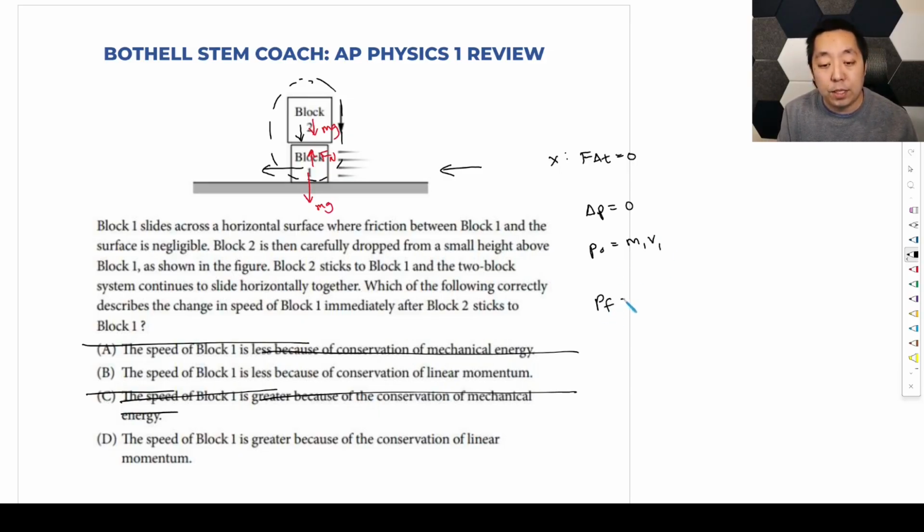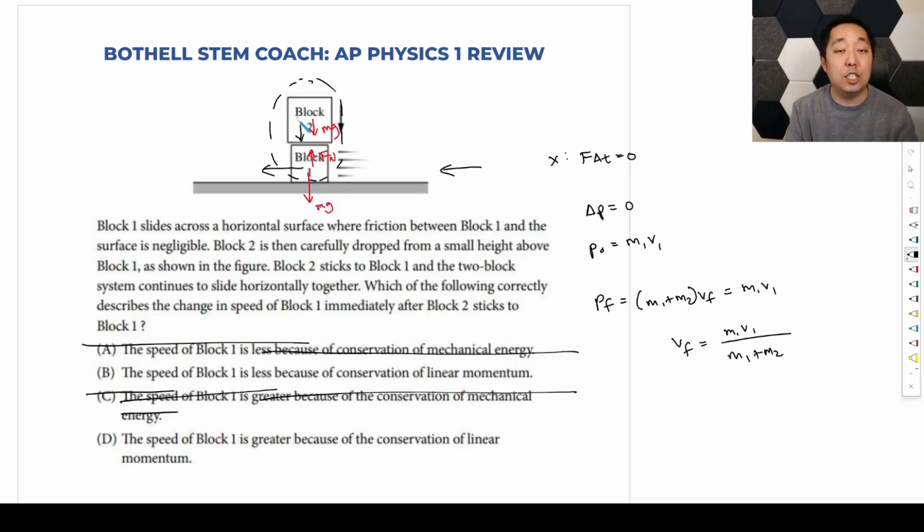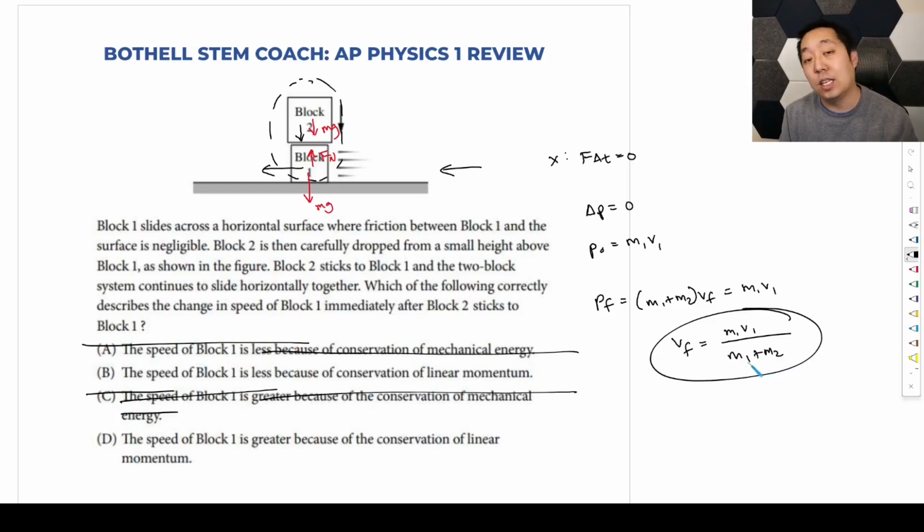The final momentum is now m1 plus m2 times the new final velocity, since they're both moving together. By conservation of momentum, the final velocity is going to be m1 v1 over m1 plus m2, because after the collision they're stuck together and have to move together. So m1 over m1 plus m2 is a fraction that's smaller than 1. Therefore, the speed has to decrease, due to conservation of linear momentum. It's an easy mistake to think that block 2 is falling, so it's going to add to the momentum.